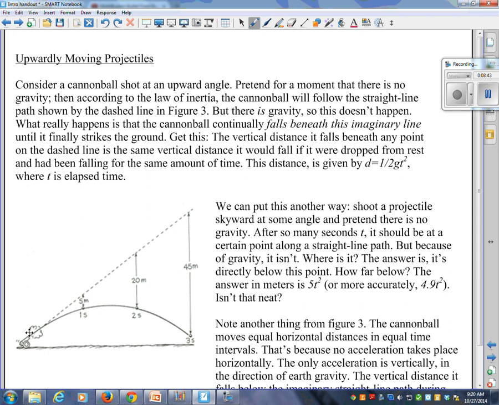Get this: the vertical distance it falls beneath any point on the dashed line is the same vertical distance it would fall if it were dropped from rest and had been falling for the same amount of time. I'm going to explain that again. If I were to drop a ball at this height and let it drop for 2 seconds, it would drop 20 meters. The cannonball also drops 20 meters, even though it's doing what? Going up. Okay? It doesn't matter what the vertical component is. It's going to accelerate down. It's going to lose 20 meters of height, whether it's dropped from that height or whether it's projected and it's at that particular instant.